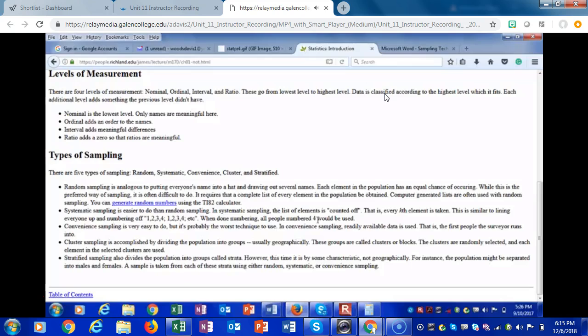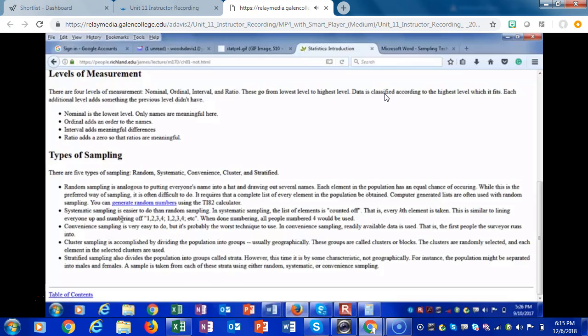Systematic sampling. This is where elements are counted off. Here's what that means. Every case element is taken. So in that class of 30 students, I only have 15 pieces of candy. So I'm going to give a piece of candy to every second person that walks into the classroom. Therefore, I will only have to give up 15 pieces of candy to 15 students.